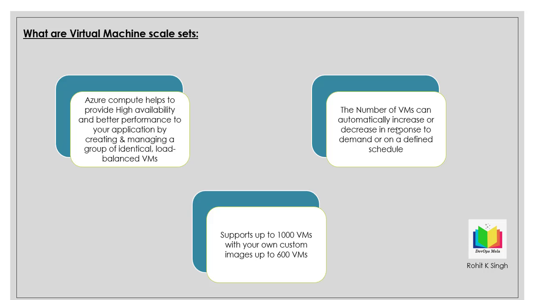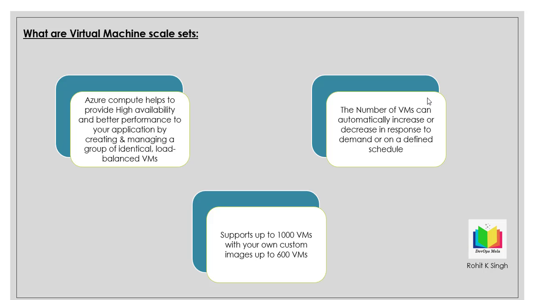The number of VMs can automatically increase or decrease in response to demand or on a defined schedule. So there are two ways you can increase the number of VMs. Firstly, you schedule it. You know that during this time, from 1 PM to 5 PM, I will have high demand because those are my office hours. At that time, if you want to schedule some more additional VMs, you can do it.